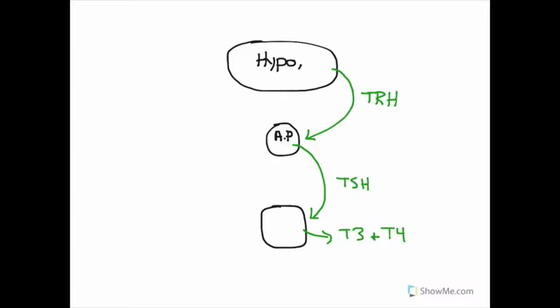Now, just for your edification, once this level goes up, we can use a negative feedback mechanism to turn that off and stop producing this hormone. And this is how we regulate hormone production through negative feedback. So, what we want to focus on is this hormone production of T3, T4, and looking at a follicular cell.